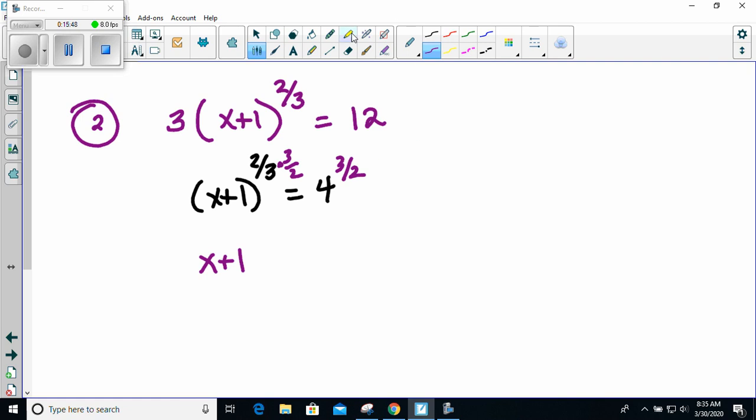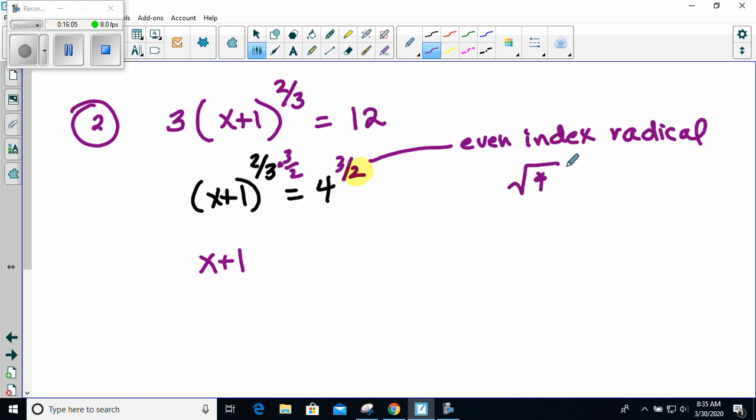However, please pay attention to this. That 2 right there means I have an even index radical. If you think about that for a minute, that is the square root of 4 cubed. And if I take the square root of 4, I have to drop a plus or minus right there. It's plus or minus the square root of 4. So right now, I'm looking at plus or minus. I've got 2 answers that pop up from this, plus or minus.